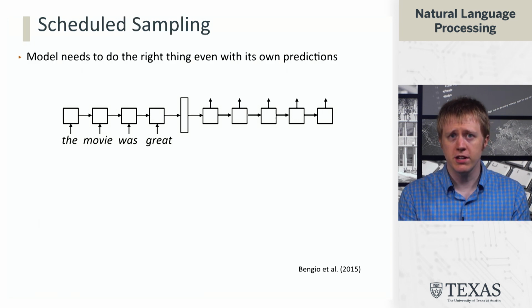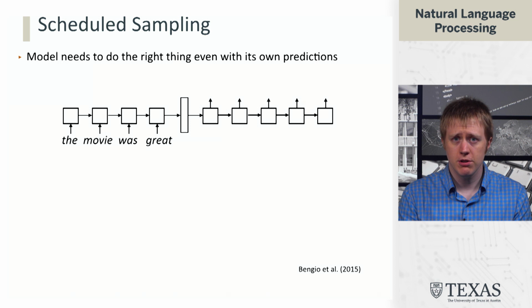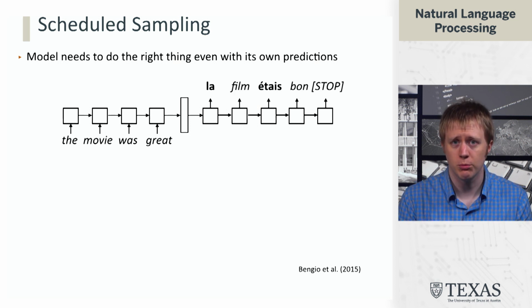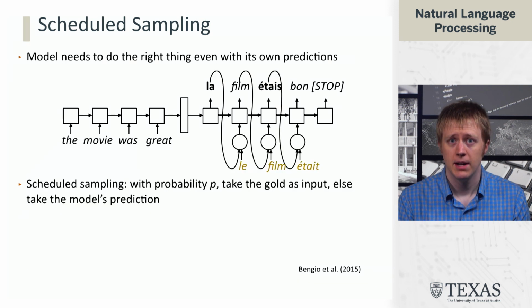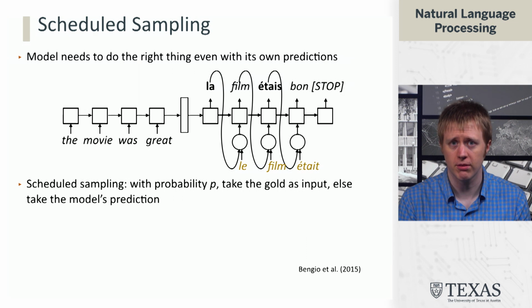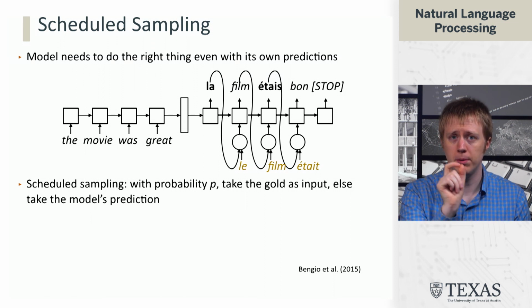So there's an approach to deal with this called scheduled sampling, where you take the model's predictions, which may be incorrect, and you sometimes feed those into the next state as the input instead of the ground truth. These little circles here represent sampling with probability p the gold, or with probability 1 minus p the model's prediction.